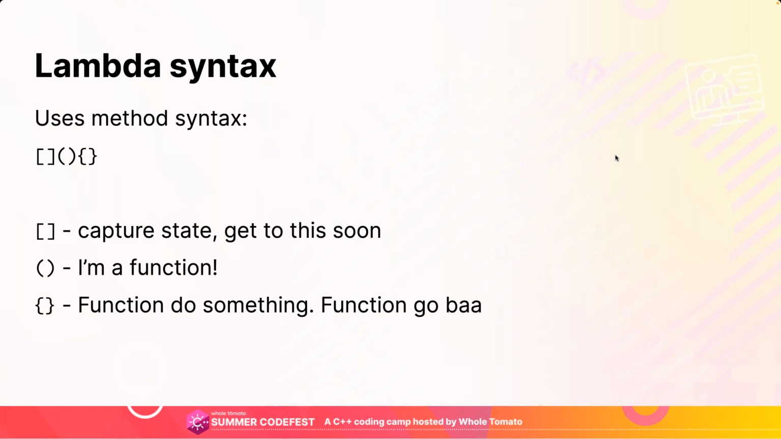We'll get to that soon. The curved brackets, braces, say that it's a function, as all methods do. And then, of course, the curly braces say that, hey, the function actually has to do something. The same as any other method. So you can see that you are actually defining a method in line, just with very concise syntax.